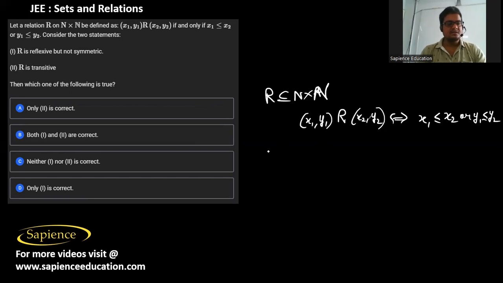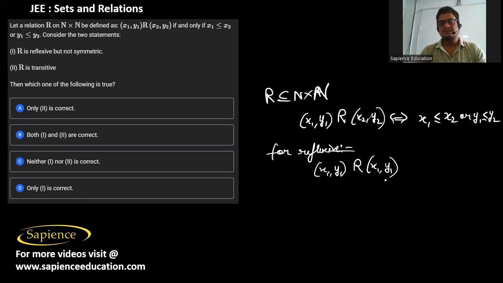So if it is reflexive, then we have to solve it like this. For having a reflexive relation, (x1, y1) should also be related to (x1, y1). Now this implies that x1 is obviously less than or equal to x1, it is true, or y1 is less than or equal to y1, that is also true. So therefore R is a reflexive relation.